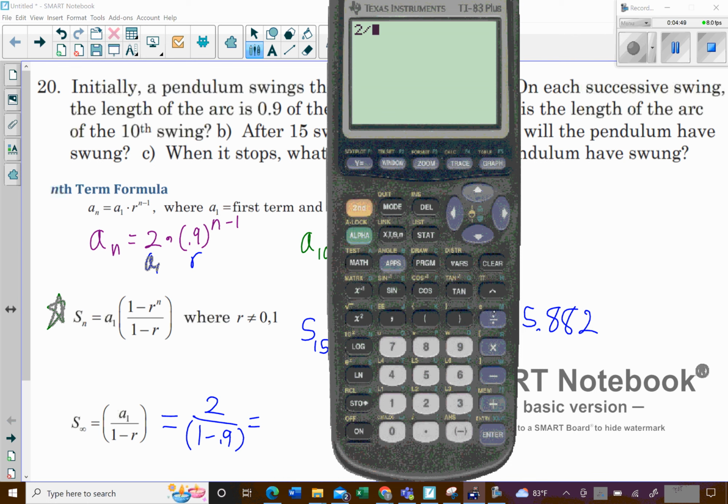So 2 divided by, see, if I don't open a parentheses, my calculator will only divide by 1 and then end up subtracting 0.9 from my answer, and I don't want to do that. So 1 minus 0.9, all in parentheses there, and then there we go. And so we get 20.